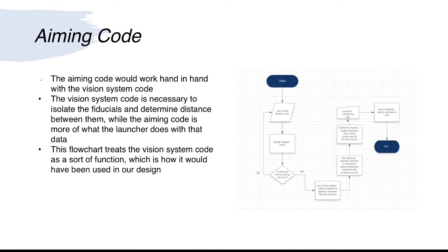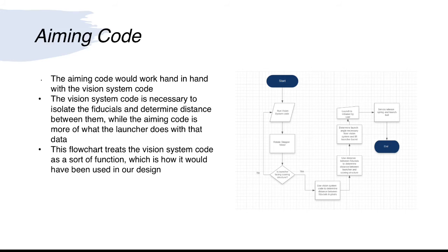Our aiming code works hand in hand with our vision system code. Our vision system isolates the fiducials and determines the distance between the fiducials and the launcher in the horizontal and vertical axis. It will then determine the angle that we need to raise the barrel of the launcher at. The aiming code uses that data to move the launcher however it's supposed to be moved, whether it be rotating the base or lifting the launch barrel, and so on. And then at the end of our flowchart, you can see that the launch is initiated by the user. This will activate a servo motor that will release the ball.